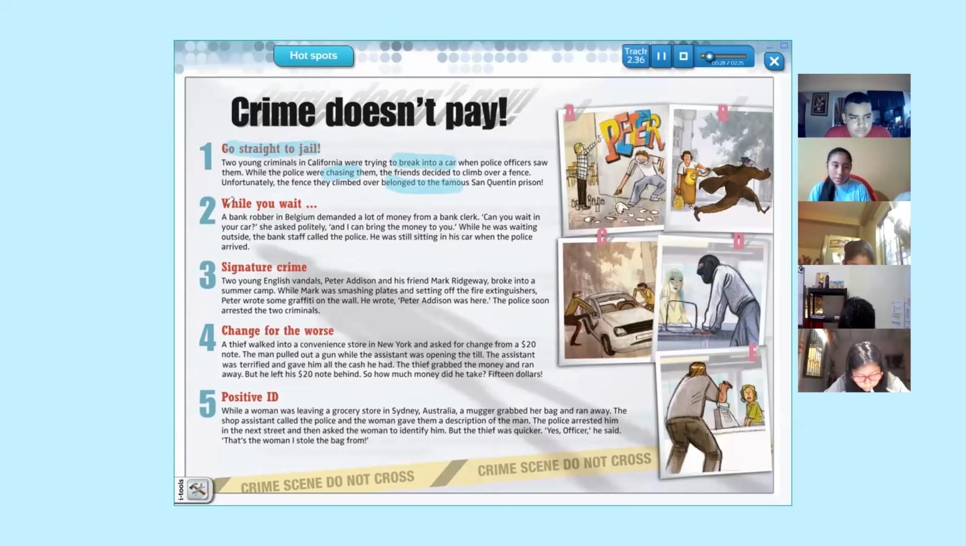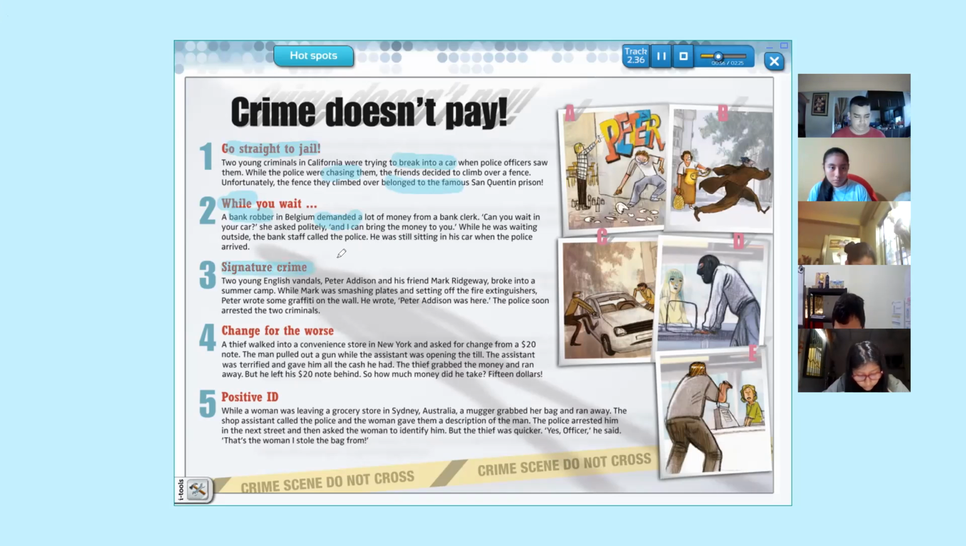2. While you wait. A bank robber in Belgium demanded a lot of money from a bank clerk. "Can you wait in your car?" she asked politely, "and I can bring the money to you?" While he was waiting outside, the bank staff called the police. He was still sitting in his car when the police arrived.